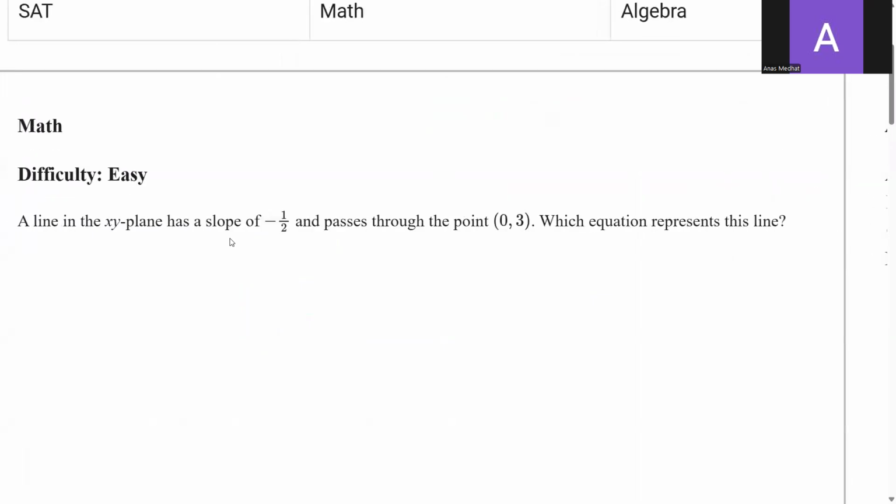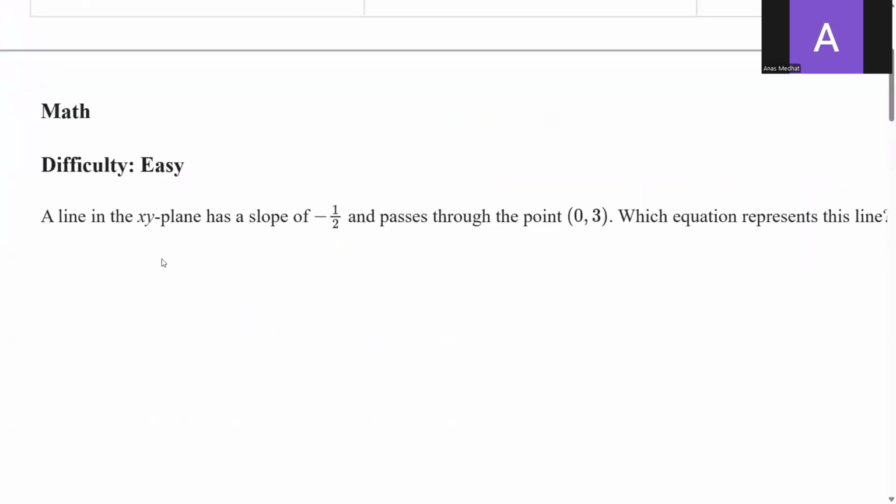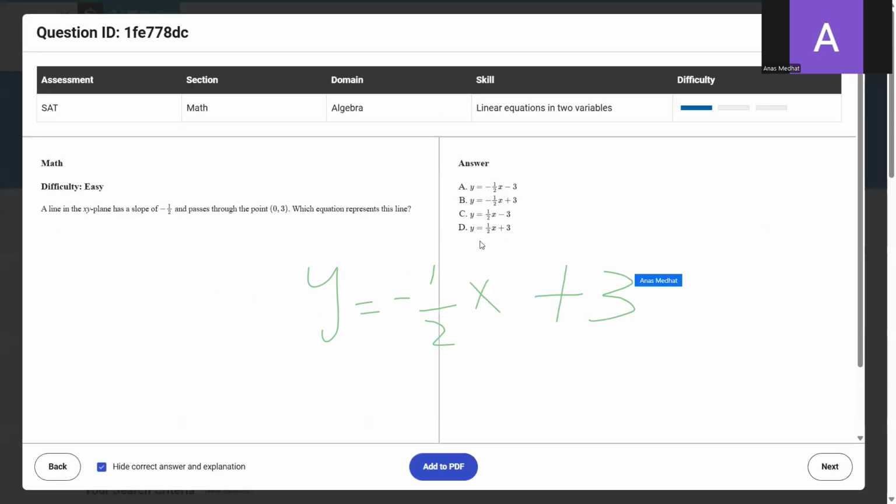A line in the xy plane has a slope of negative 1 over 2 and passes through the point 0, 3. Which equation represents the line? They give you the slope, and all you have to do is only plug in the things. The answer is B.